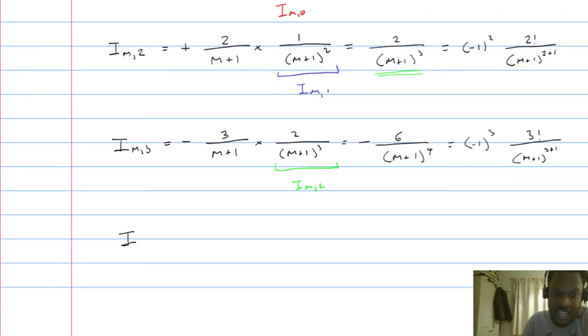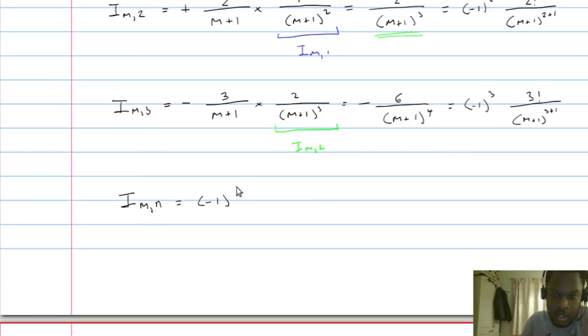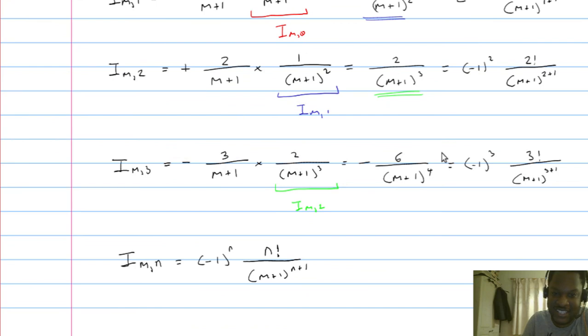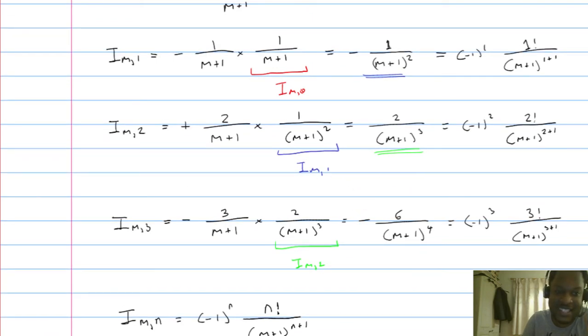I think you can see the pattern is that for I_{m,n}, what we're going to collect is minus 1 to the n times n factorial, all over m plus 1 to the n plus 1. And this is our final answer. Now, remember, what we've done here is kind of heuristically come up with the answer. We've played a game. This doesn't seem legitimate until we realize that the pattern has to hold.